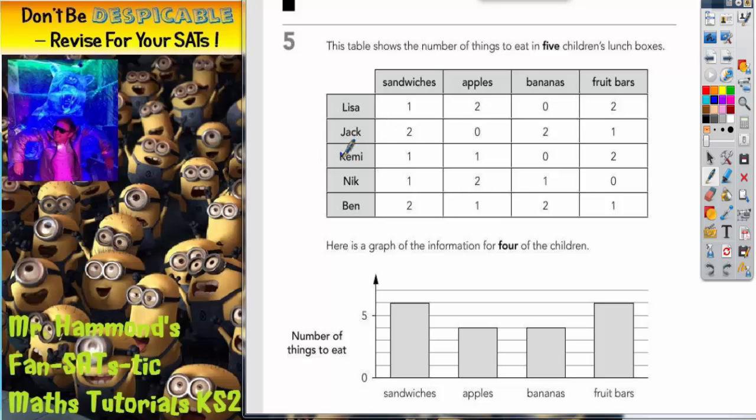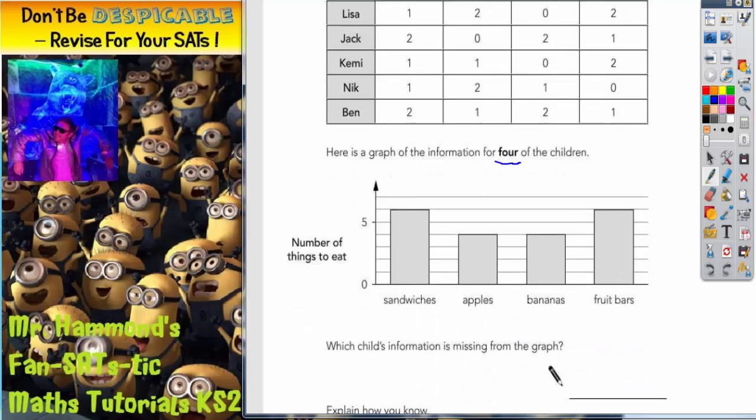So if we look at Jack's row, it's telling us that he's got 2 sandwiches in his lunchbox, no apples, 2 bananas and 1 fruit bar. Ben's row is telling us that he's got 2 sandwiches, 1 apple, 2 bananas and 1 fruit bar. It then says here is a graph of the information for 4 of the children. Well, the first thing to notice is that there are actually 5 children, and the bar chart only shows the information for 4 of the children.